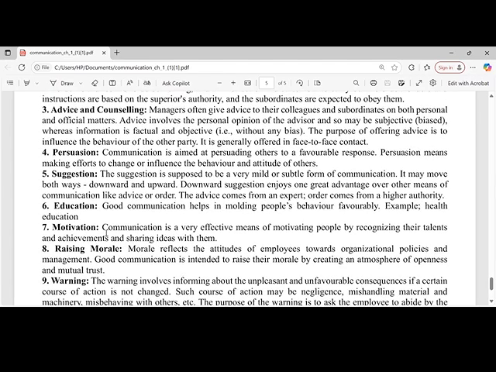Persuasion is aimed at persuading others for a favorable response. It's making an effort to change the influence of the behavior and attitude of others. किसी को persuade करना, किसी को प्रोत्साहित करना किसी काम को करने के लिए.